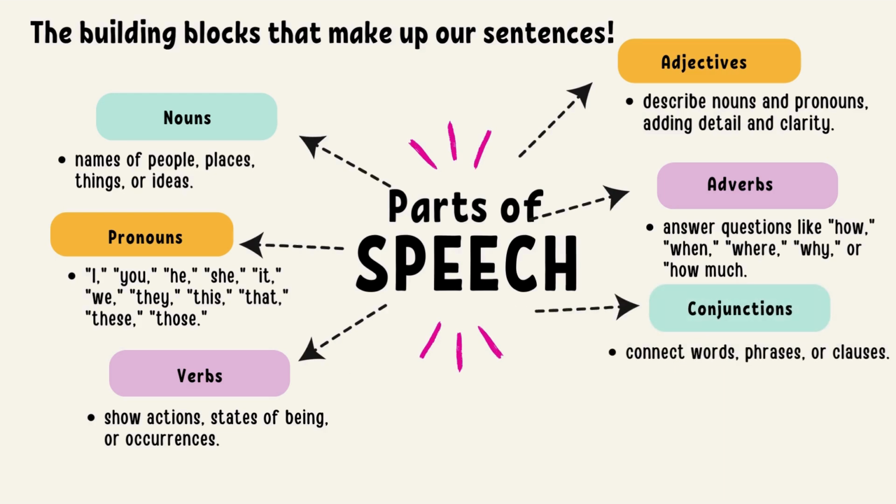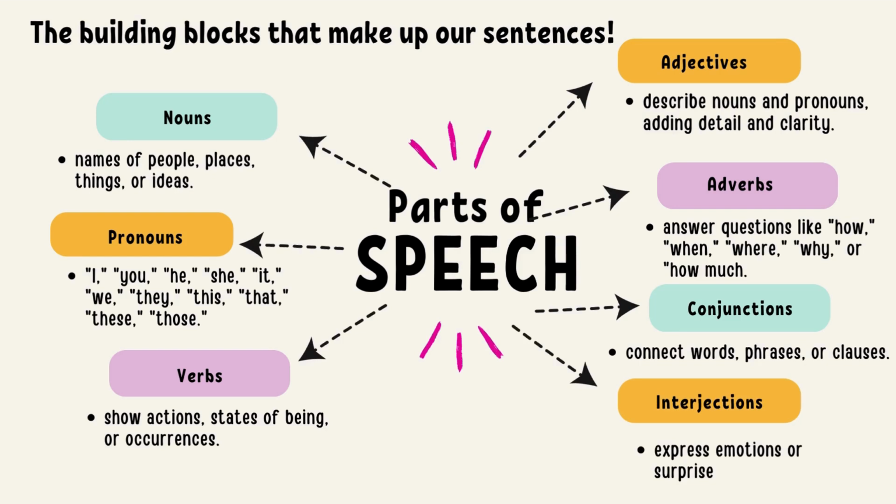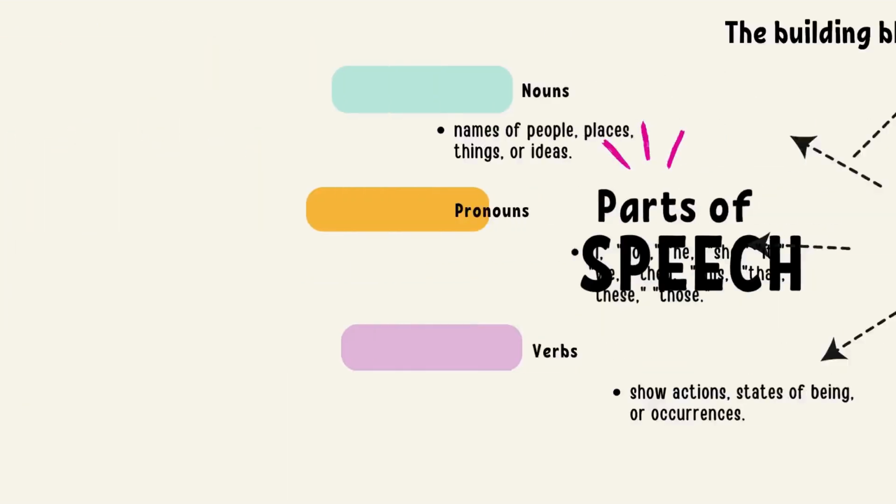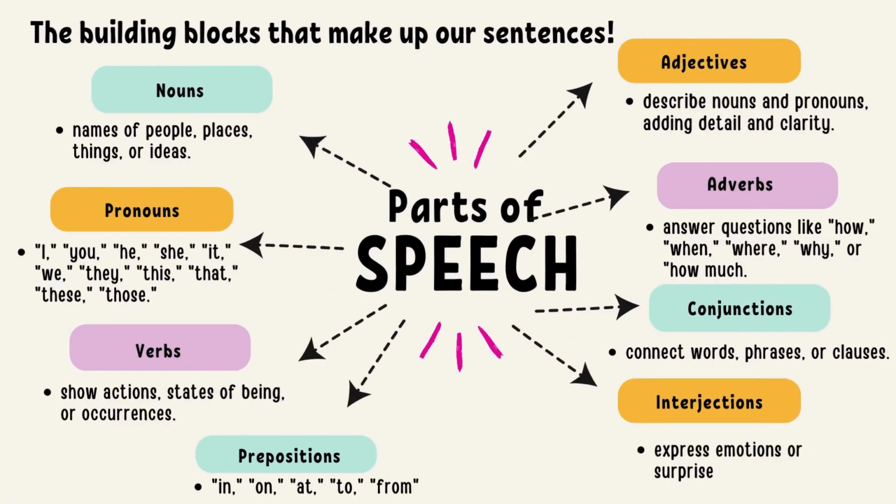6. Conjunctions. These words connect words, phrases, or clauses. They help us build complex sentences. 7. Interjections. These are words used to express emotions or surprise. They don't grammatically fit into a sentence but add emphasis. 8. Prepositions. These words show the relationship between a noun or pronoun and another word in the sentence. Examples: in, on, at, to, from.